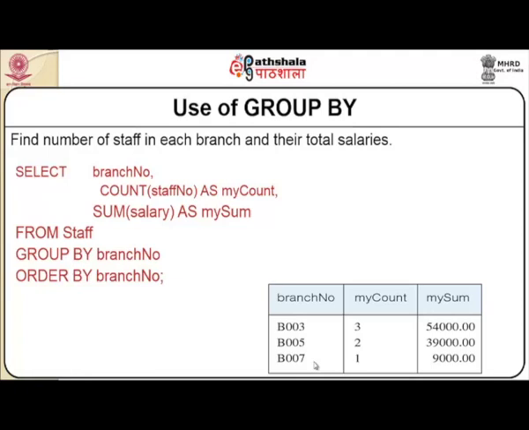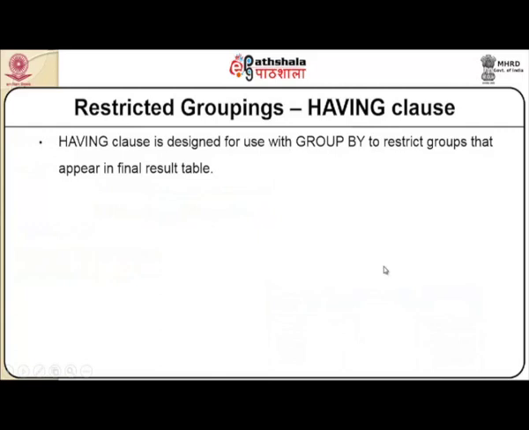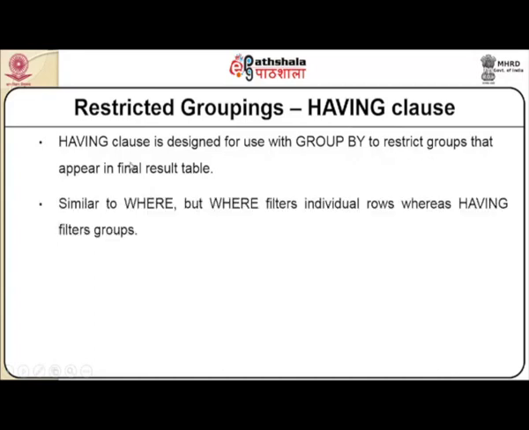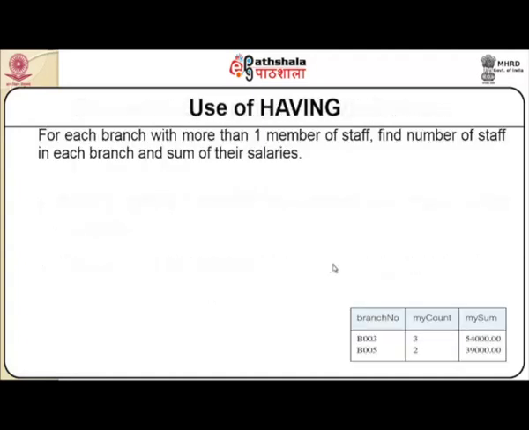So now that we are slowly progressing towards higher sets of queries, starting from select from, select from where, select from where order by, select from where having and select from where group by. Restricted groupings within the having clause. Having clause is designed for use with the group by to restrict groups that appear in the final result table. This is similar to where, but where filters individual rows whereas having filters groups. Column names in having clause must also appear in the group by list or be contained within an aggregate function.